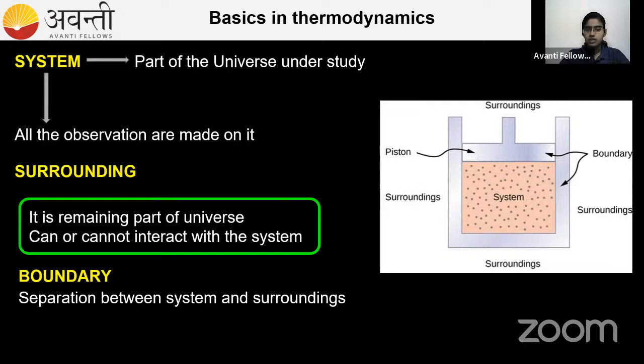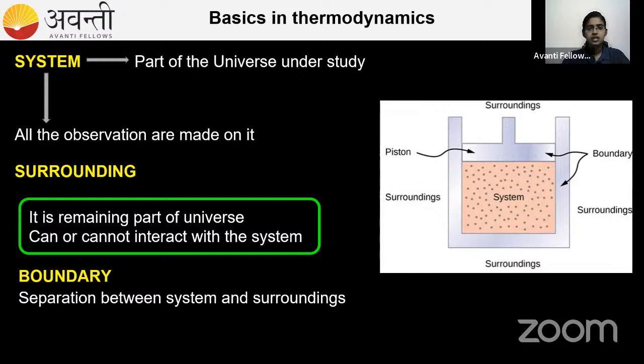Coming to the surrounding, the remaining part of the universe is called the surrounding. It can or cannot interact with the system. Now coming to the boundary, the separation between the system and the surrounding is called the boundary. So this is about the system, surrounding and boundary, which are very easy to understand.